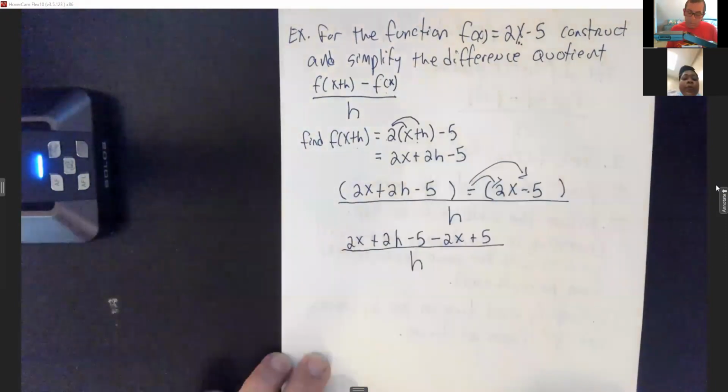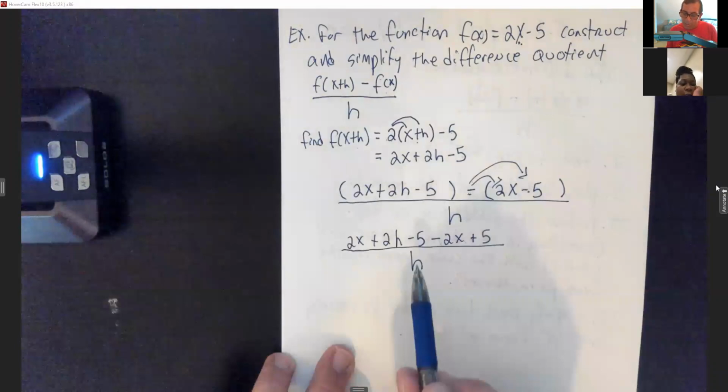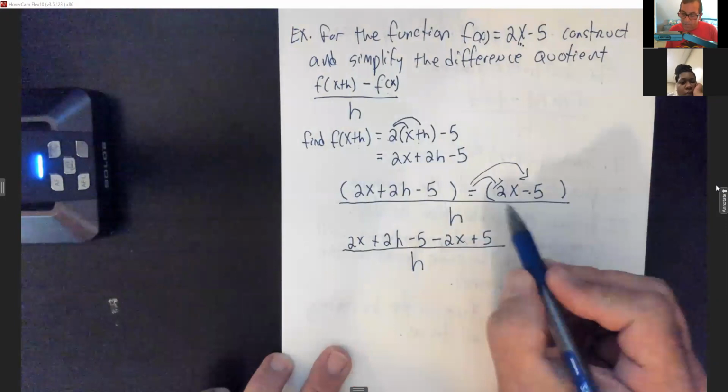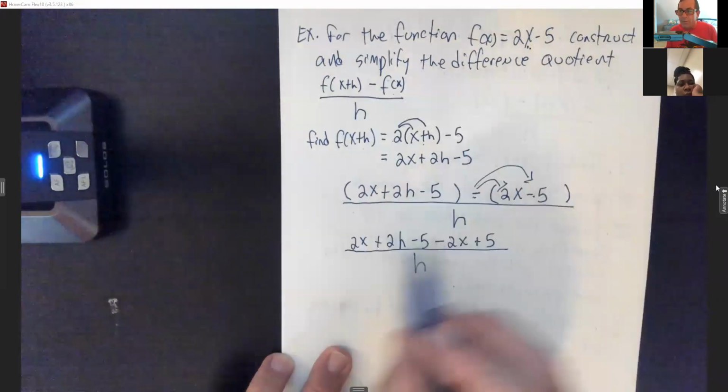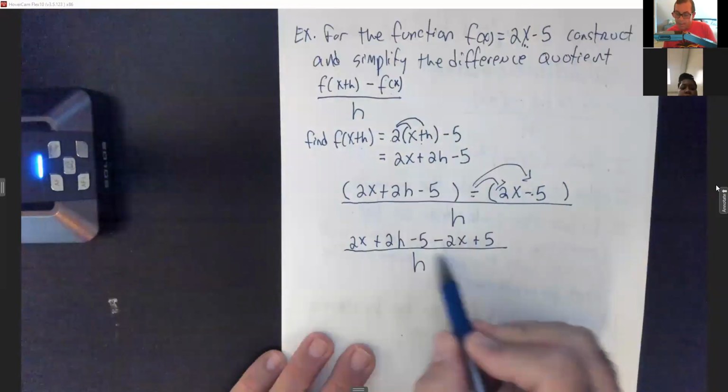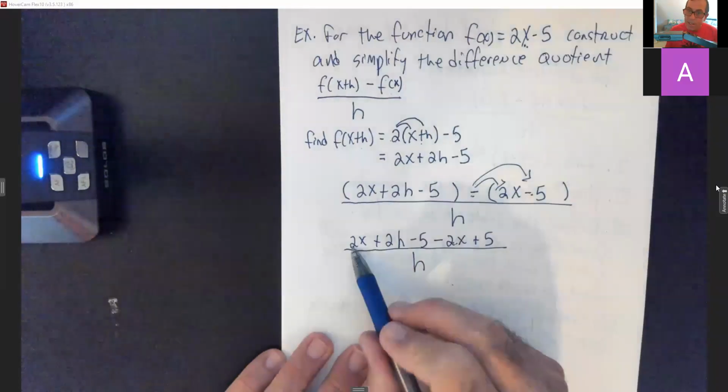Now remember, at this point we said we're going to perform these operations. So everything in the second parenthesis here will now cancel with what was in the first parenthesis. Y'all see that negative 2x? That negative 2x will cancel with that positive 2x.